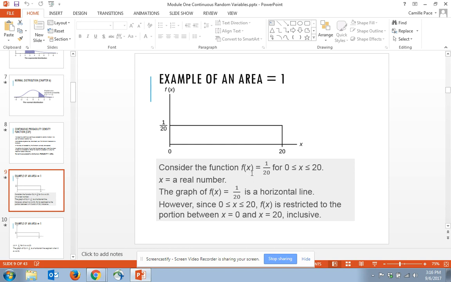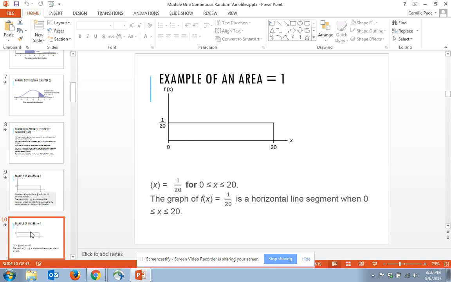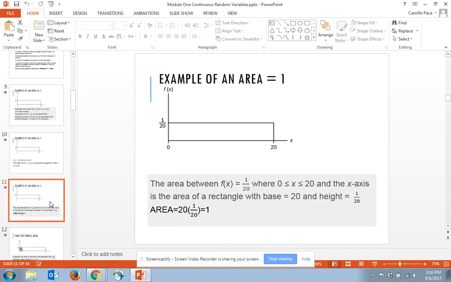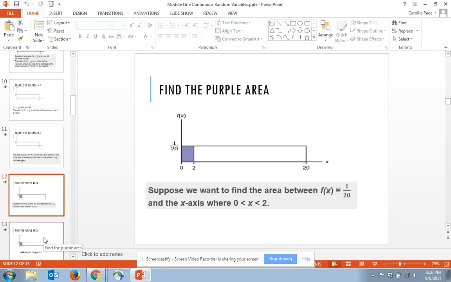And here's how we write it. I'm saying f of x, which is that y, equals 1 over 20 for 0 to 20. So you can see that's what it looks like. For the next example, we showed you the same thing, basically talking about the same way that I just talked about on the last slide. And again, here's how I solved for the area: 20 times 1 over 20 gives you 1, because as always, with a uniform distribution, this rectangle has to equal 1.